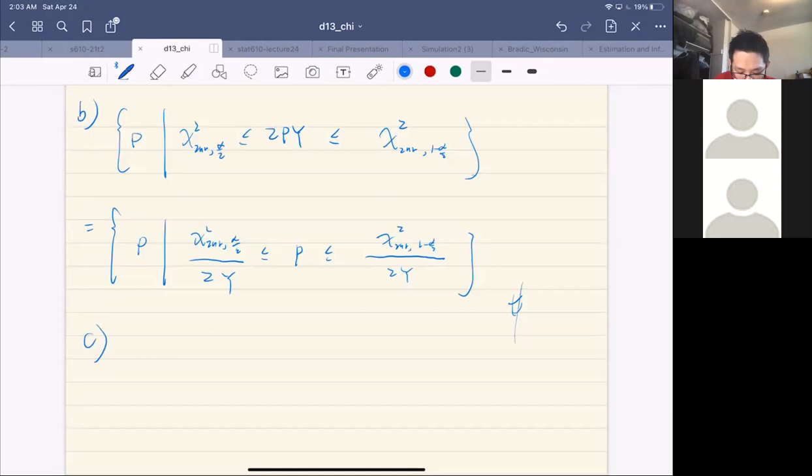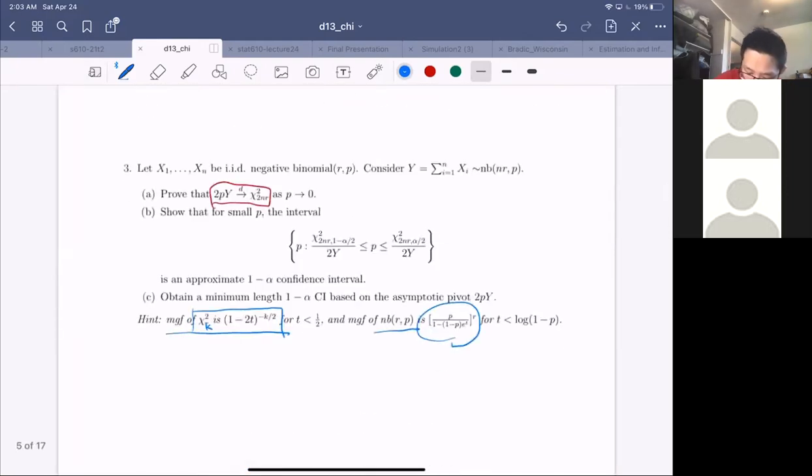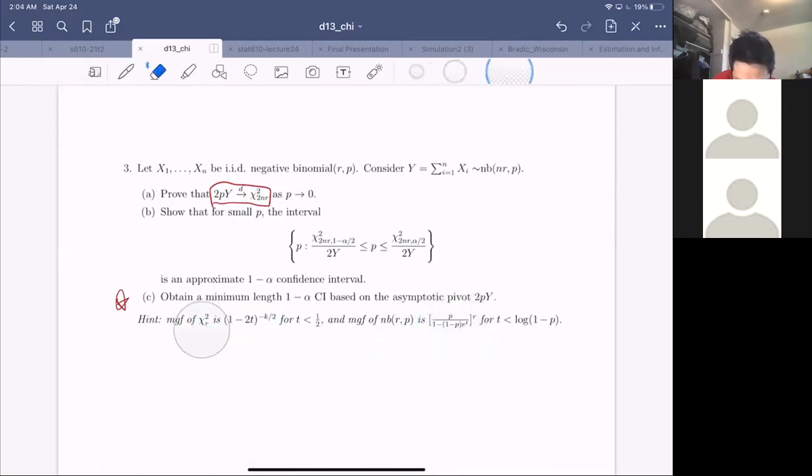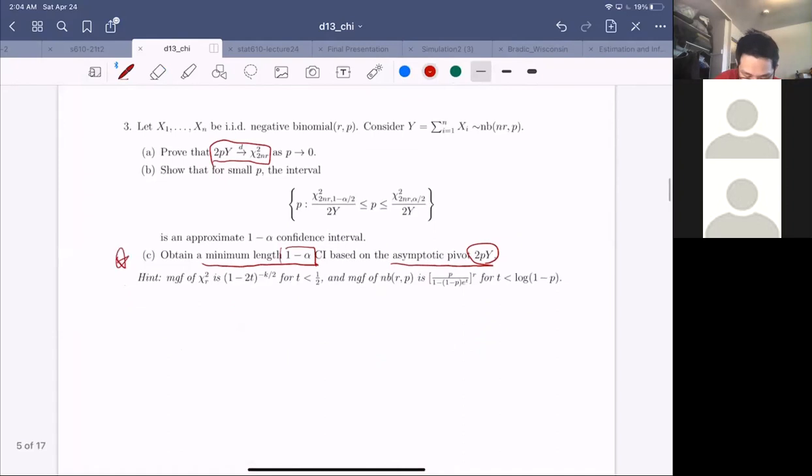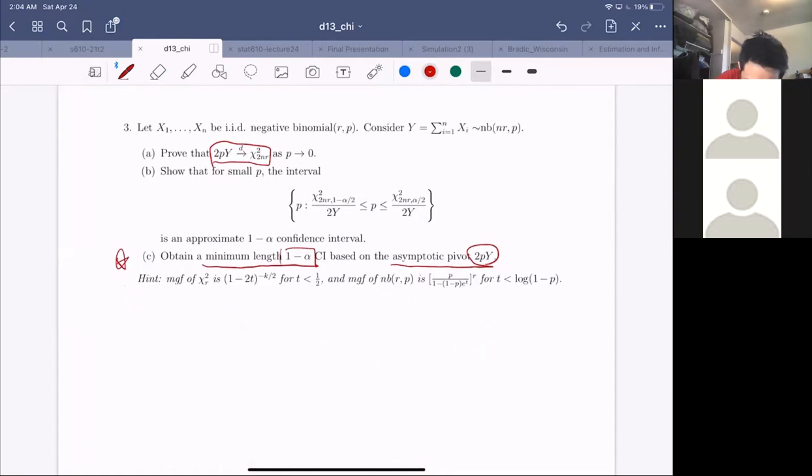Okay. And the next question. I see the next question is the most important one. This one. We want to find the minimal length of the 1 minus alpha confidence interval based on the asymptotic pivotal 2pY. So this means from the pivot quantity, we can know that the confidence interval will have this relationship. Will look like this.